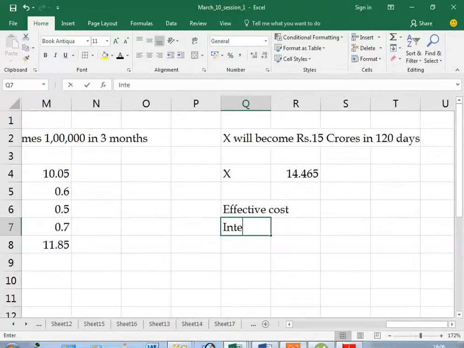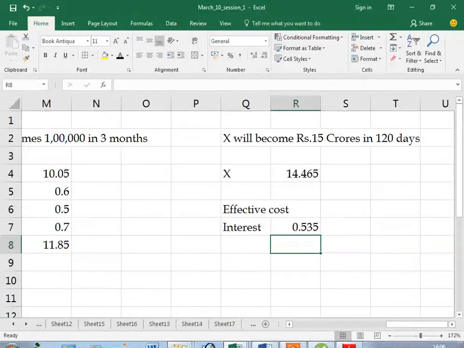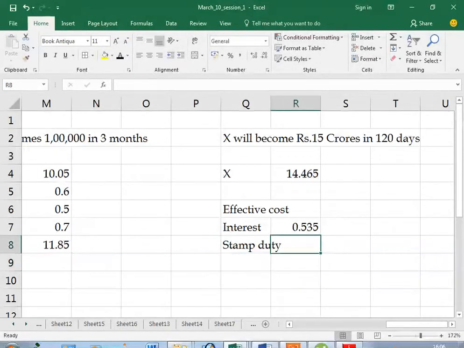Interest is 15 minus this figure. This is the interest I pay on the instrument. The interest which I pay on the instrument is 15 minus this. On top of that, stamp duty: 0.5% of the issue, which is 0.5% into 15 crores. So I'll have to pay stamp duty of so much, 0.075.